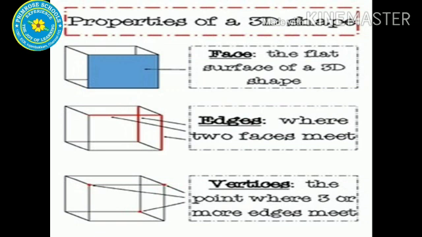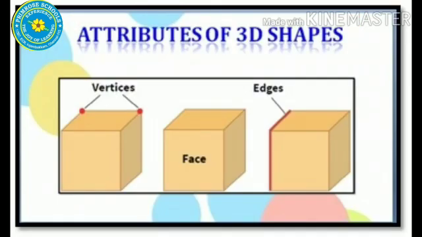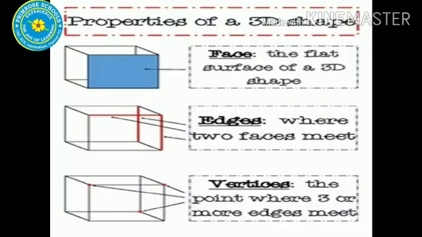Now we are going to see the attributes of a 3D shape, or the properties of a 3D shape. There are three attributes. They are faces, edges and vertices. A face is the flat surface of a 3D shape. An edge is where two faces meet, and a vertex is a point where three or more edges meet.